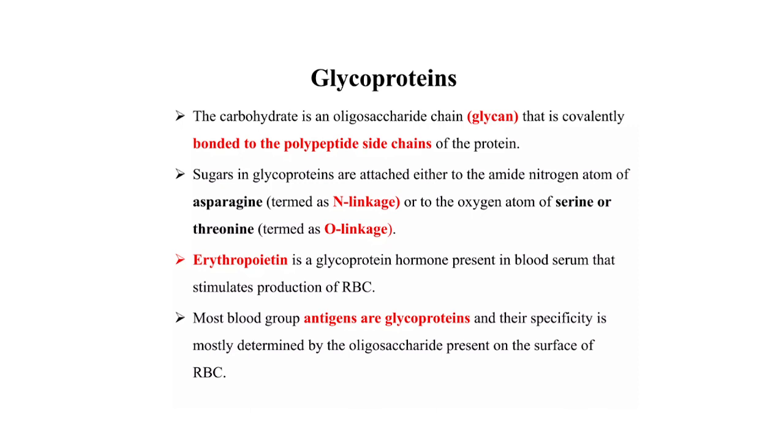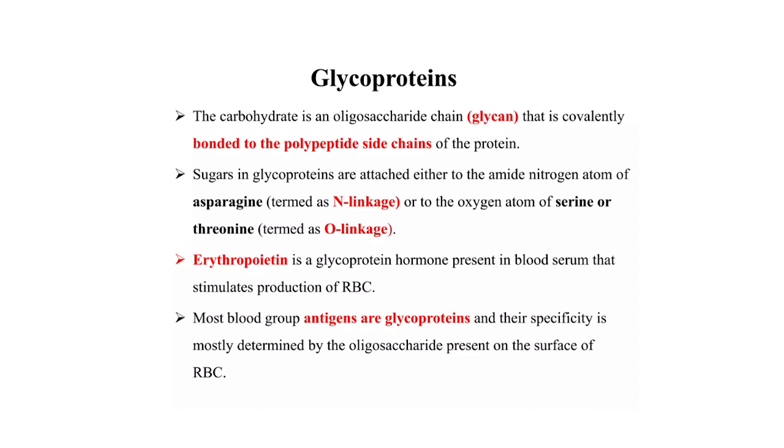Now you have the glycoprotein. The carbohydrate is the glycan portion, which is covalently bonded to the polypeptide side chain of your proteins. The sugars in glycoproteins are attached to the amide nitrogen of asparagine, which we call the N linkage, and to the oxygen atom of serine or threonine, which we term the O linkage. One glycoprotein hormone mostly present in the blood serum that enables the production of your red blood cells is erythropoietin.